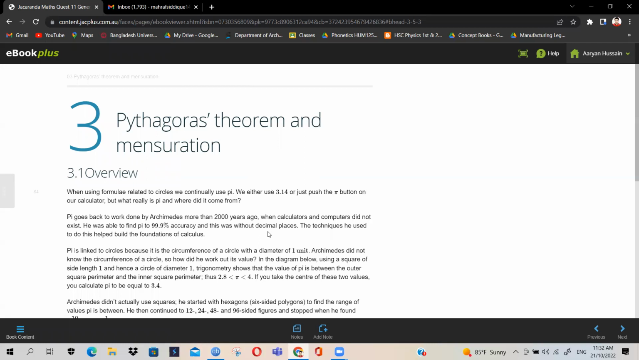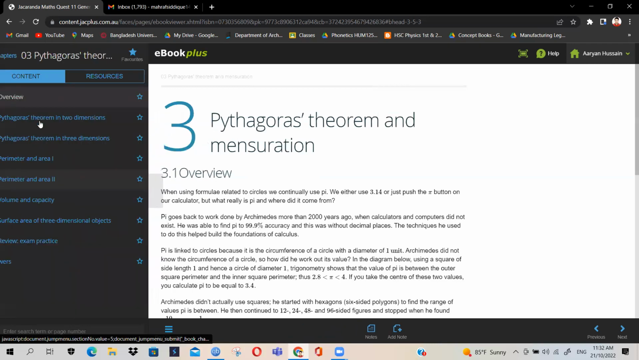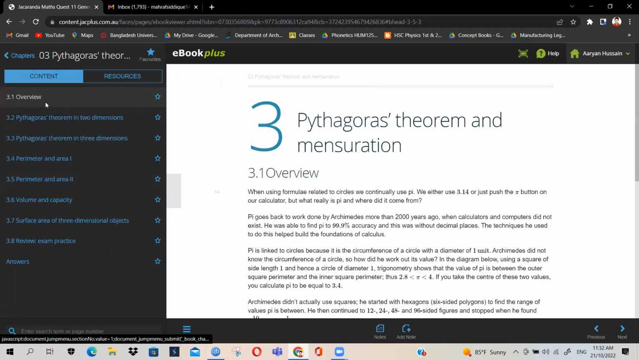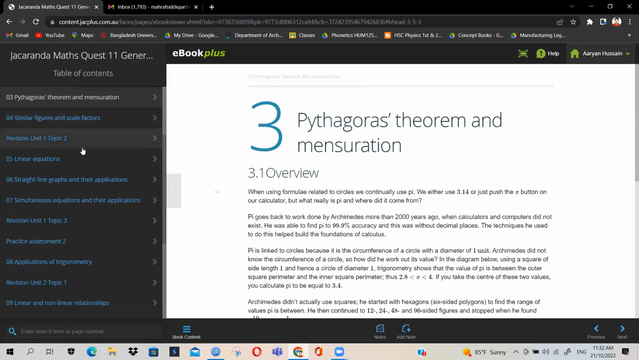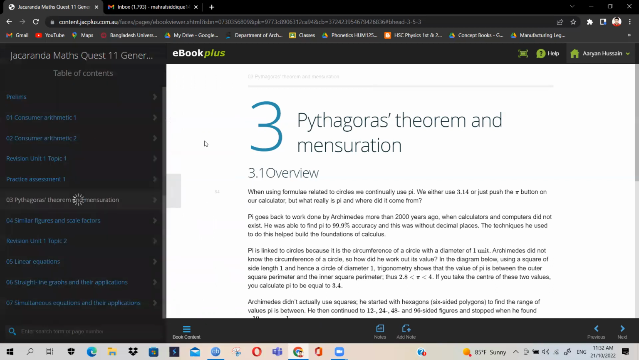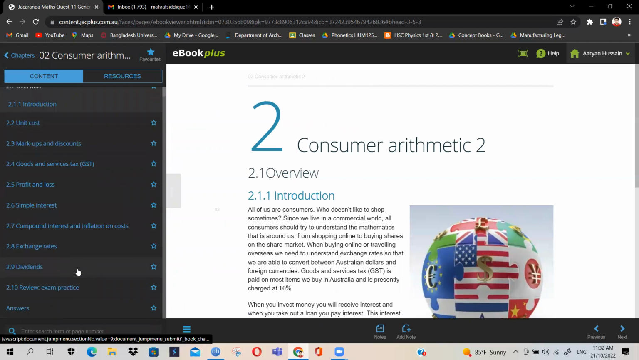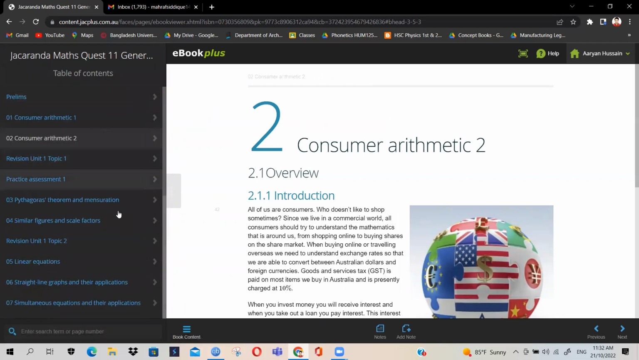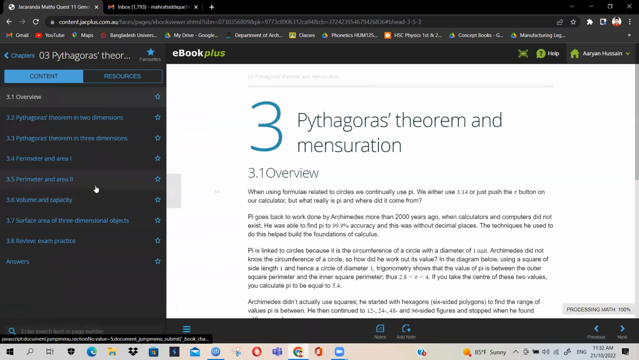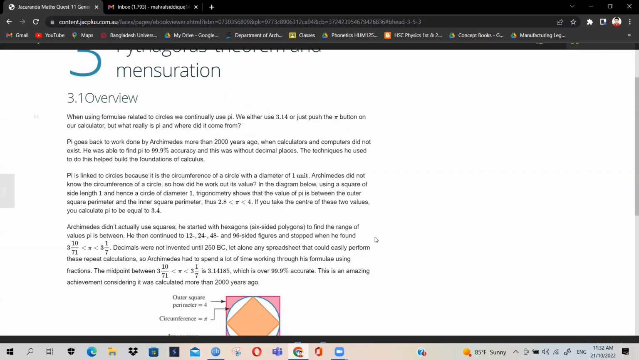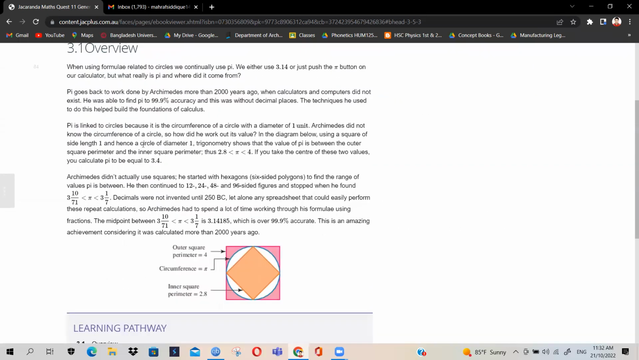So previously we started some consumer arithmetic, and we discussed that these are pretty easy, so we won't give much time to consumer arithmetic. Rather, we thought of moving towards the Pythagorean theorem. So there's a brief introduction of how the Pythagorean theorem was introduced, and what the value of pi is.